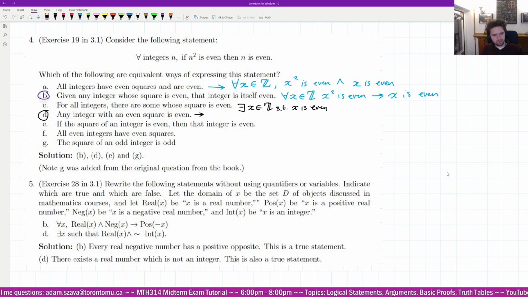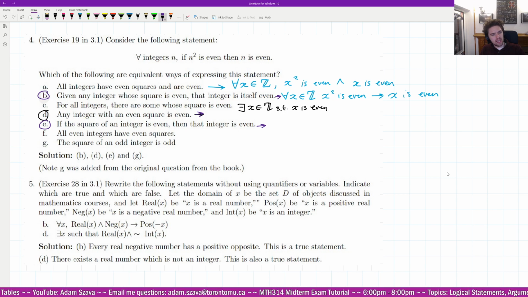If the square of an integer is even, then that integer is even. Again, if you just try to turn it into symbolic form, you're always going to write this. It's an implication, and you're making a statement about all integers, x being any integer. You can phrase it however you want, but this is also totally a solution. So that's the same, that's the same.